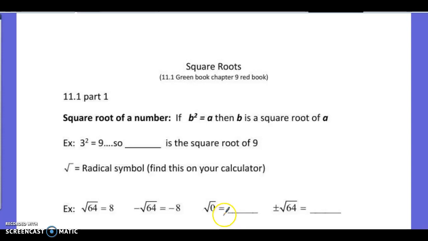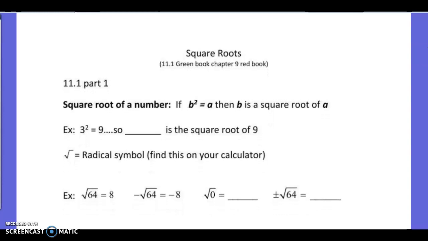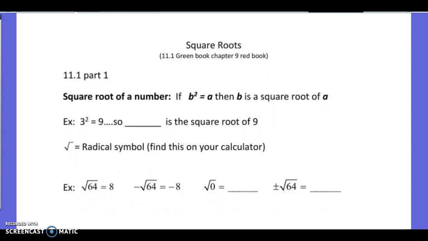All right, so the beginning of chapter 11 is talking about square roots. We're just going to do a quick overview, and then I'm going to break up this one section, 11.1, into 4 or 5 parts. Understanding what square roots are: the square root of a number is basically the root of something that is being squared. That's how it gets to square roots.